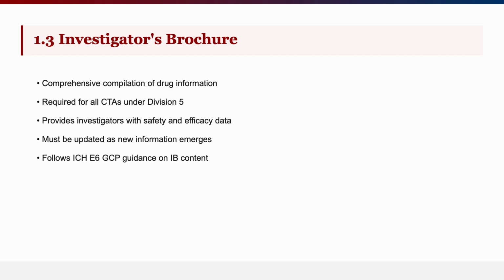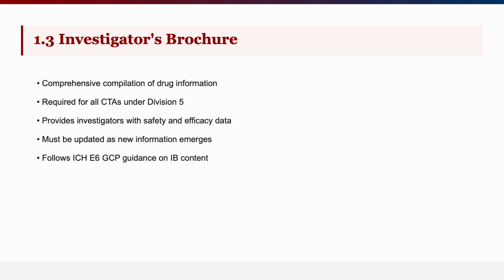Under Division 5 of the Food and Drug Regulations, an IB is required for all CTAs. The IB must be provided to each qualified investigator before the trial begins at their site. The content of the IB should follow ICH E6 GCP guidance.